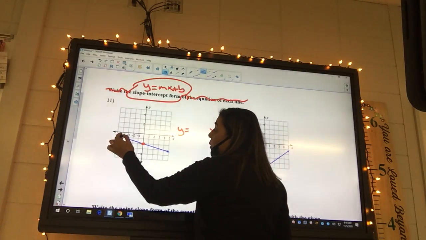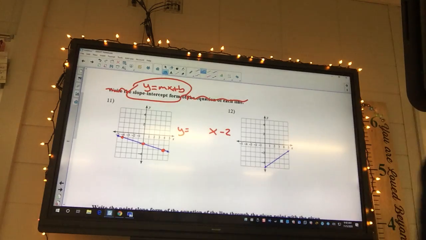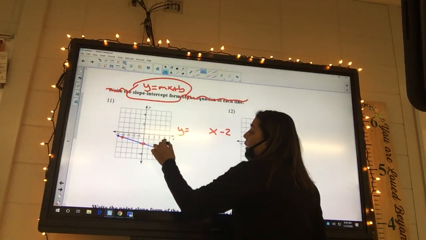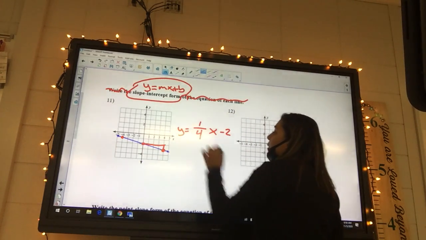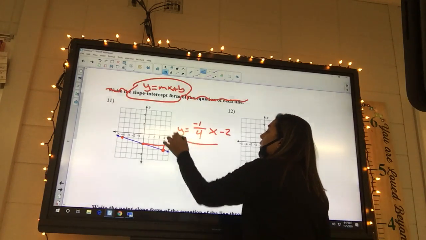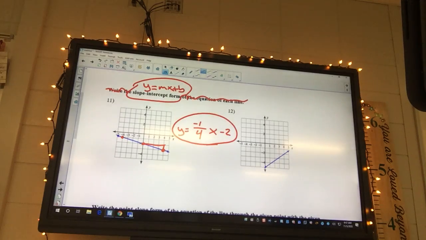So you can use this point, or you could use this point. How much are we going to rise? 1. And how much are we going to run? 4. And should it be positive or negative? Negative. It doesn't matter which point you chose. You go from the lowest point to the highest point.